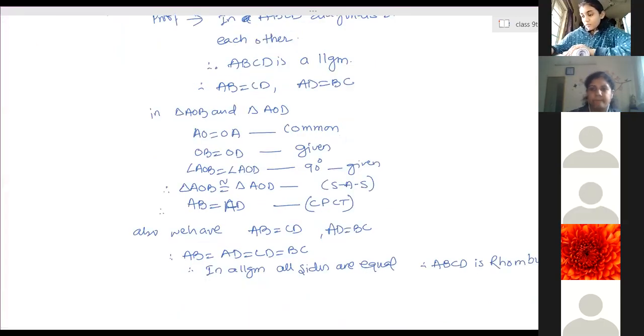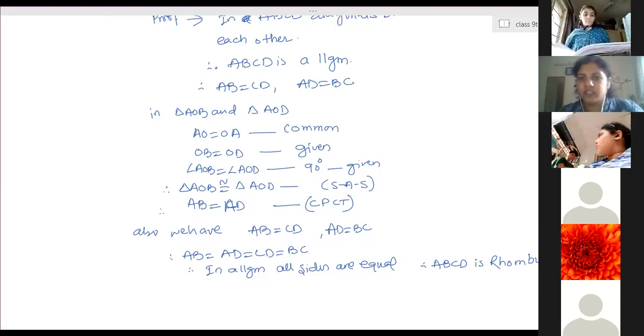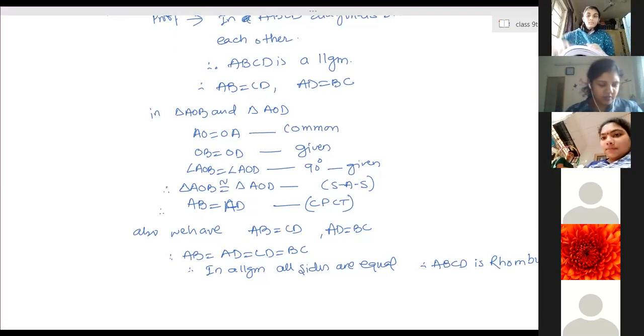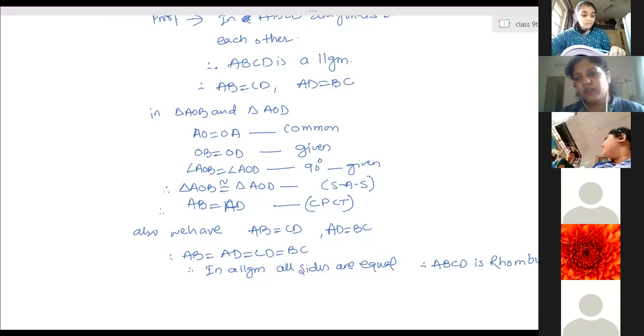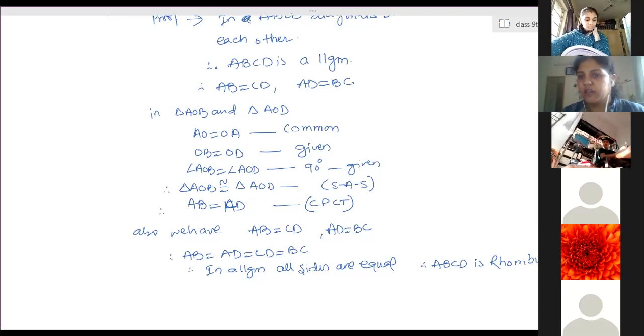Ma'am, but the first step is also correct, right? Yeah, that is also correct, because all sides are equal. But without proving it is a parallelogram, rhombus is actually a special case of parallelogram, right? So you need to prove it is a parallelogram.